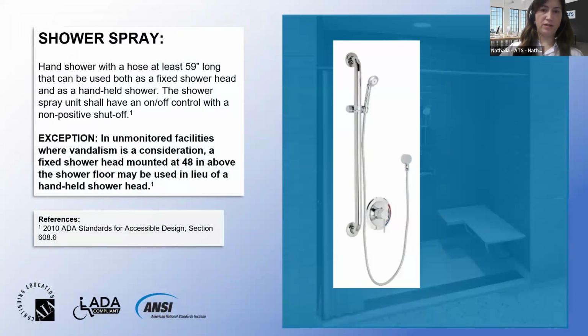The shower spray needs to have a hose that is at least 59 inches long. It can be used both as a fixed shower head or as a handheld shower. The shower spray unit shall have an on and off control with a non-positive shutoff. And of course, we have an exception: in unmonitored facilities, where vandalism can be a problem, a fixed shower head mounted at 48 inches above the shower floor may be used in lieu of a handheld shower head.